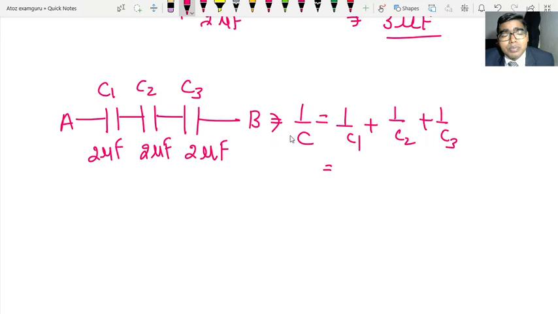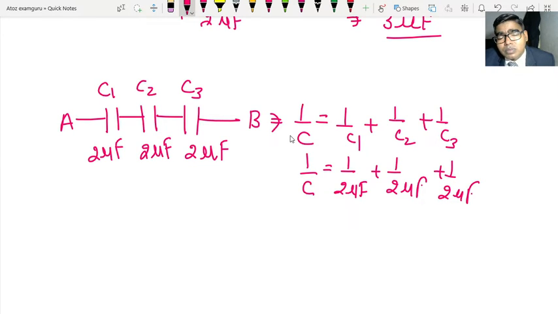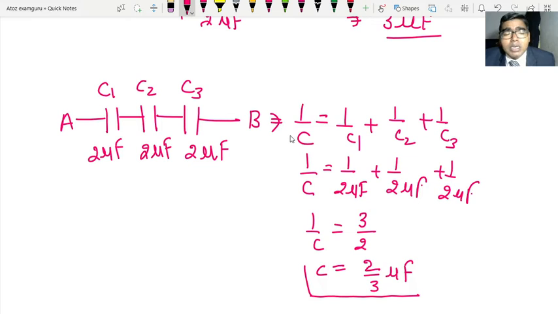And you simply add. Let us take the value of all these three as 2 microfarad, then it is 2 microfarad, 1 upon 2 microfarad, 1 upon 2 microfarad, 1 by C. It will become 1 by C equal to, the denominators of all the components are same, so simply add 3 by 2, and you can write C equal to 2 by 3 microfarad. This is the capacitance.